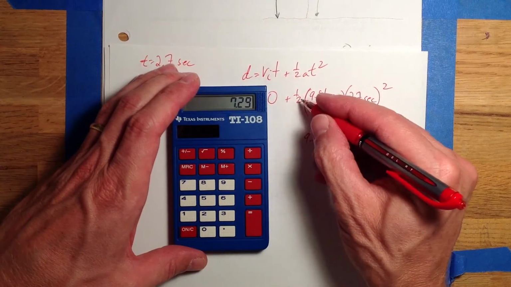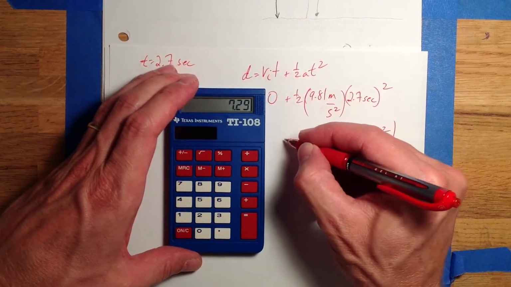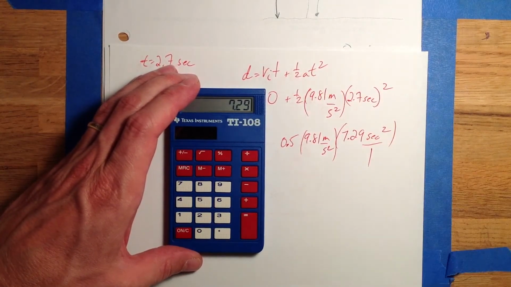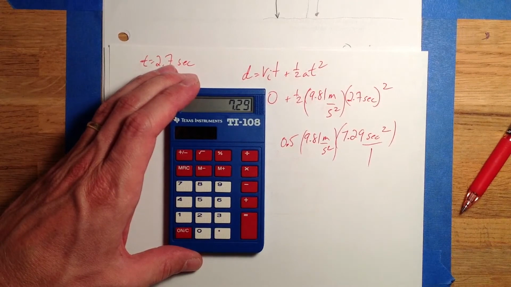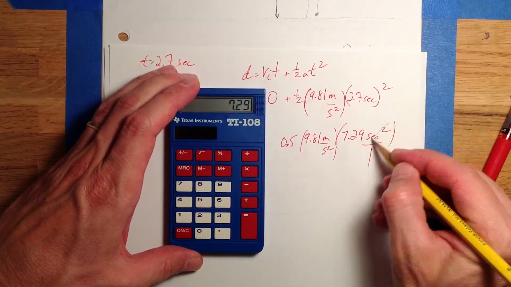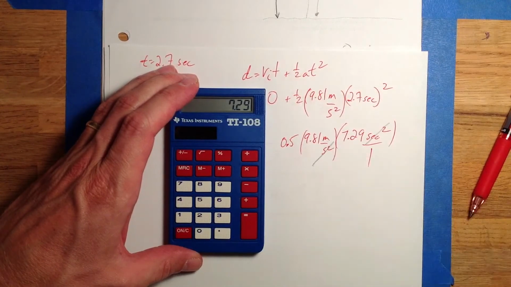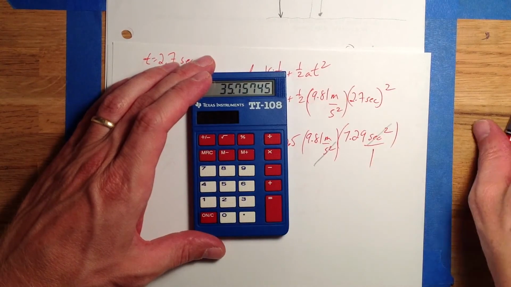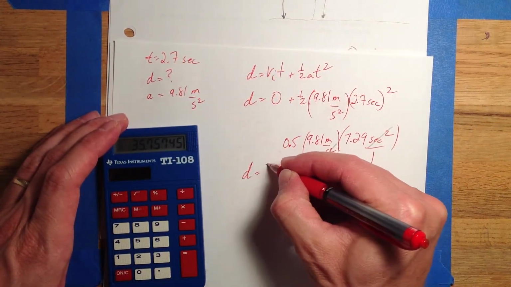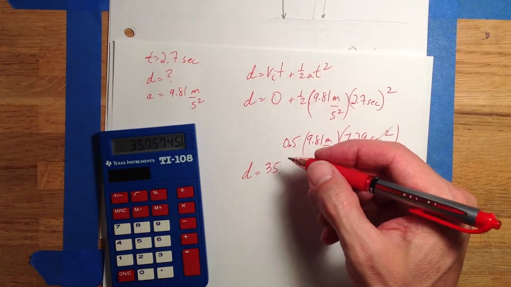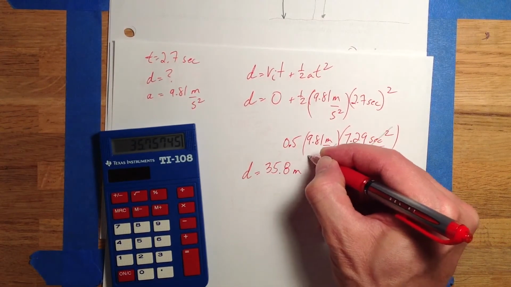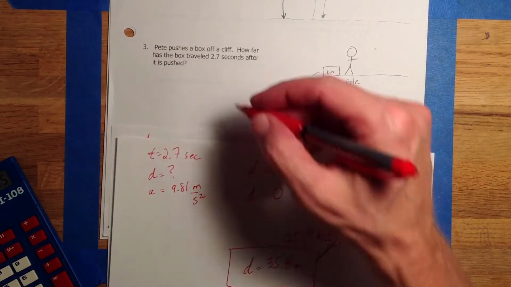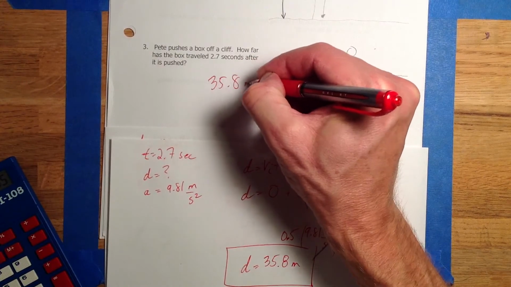And don't forget the half. Really, sometimes people forget about it when they get so caught up in everything else, like taking care of the units here, which is going to be seconds squared cancel. I'm left with meters, and then I'm going to do that times 9.81 times 0.5 equals distance equals 35.8 meters. Okay, that's for the third one, 35.8 meters.